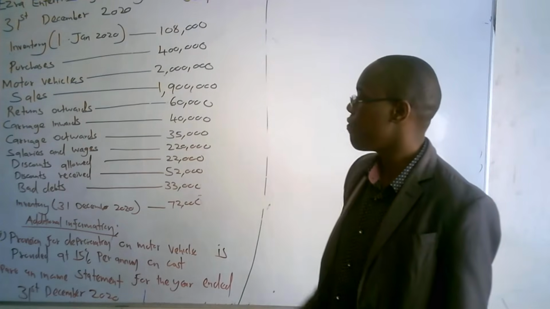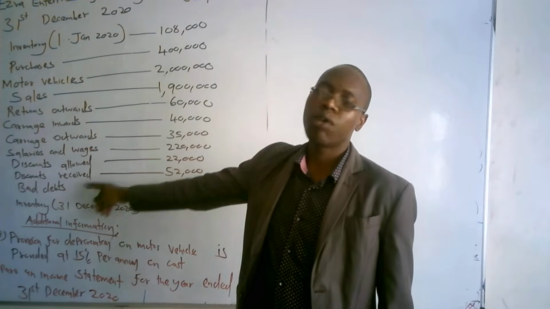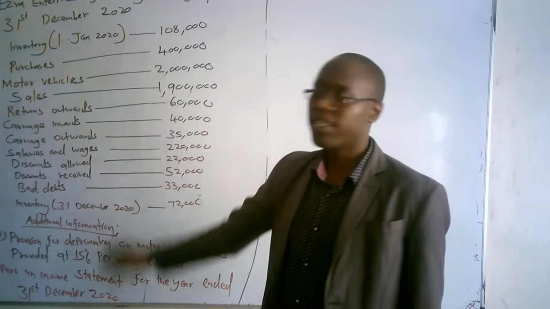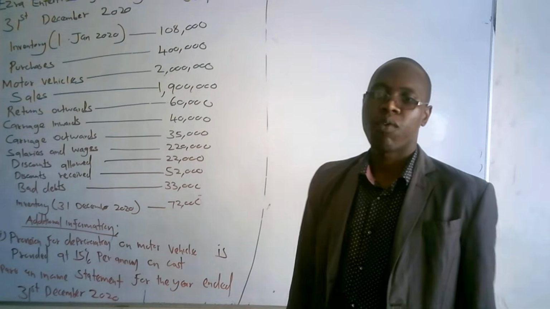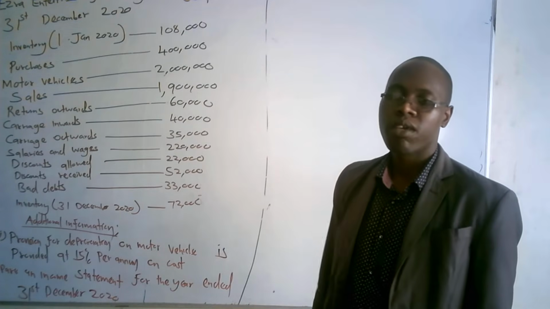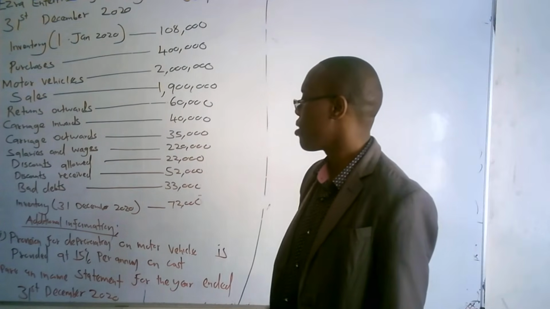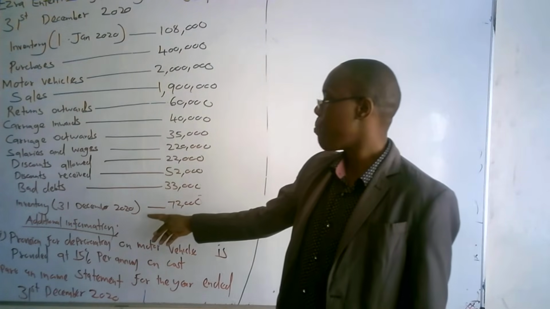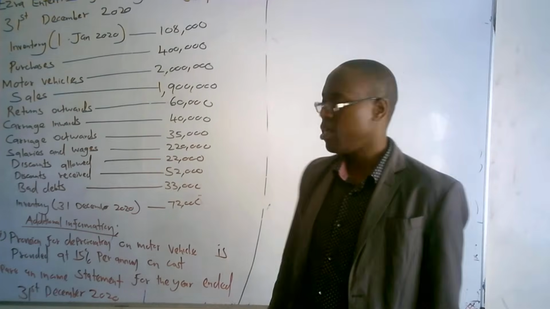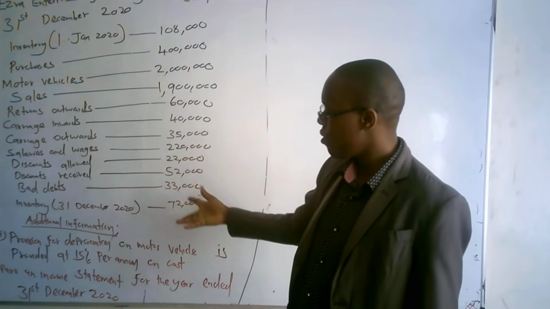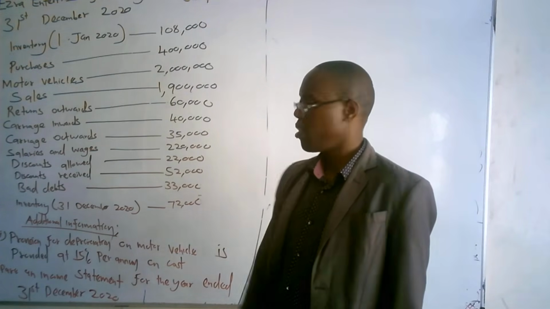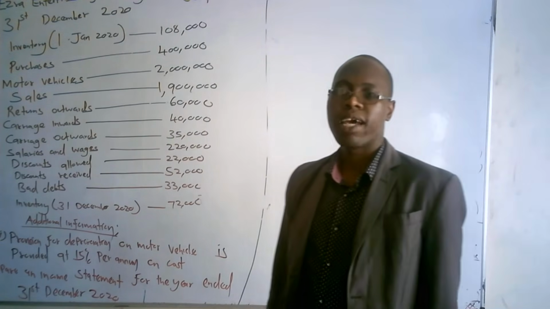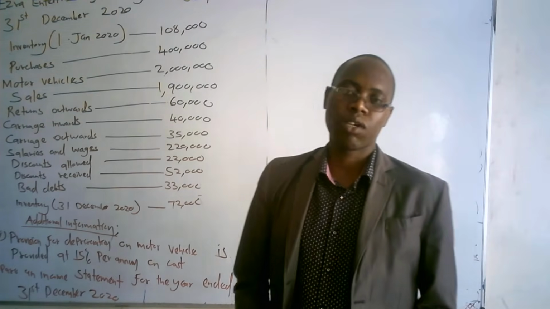But discount received, like the one that you see here, is an income, so it's going to be added to the gross profit. Bad debts are expenses, so they are going to be under the category of expenses in the income statement. And then, of course, we have inventory at 31st December 2020. This inventory is what we call the closing inventory, which is also going to be part of the adjustments of the cost of sales.